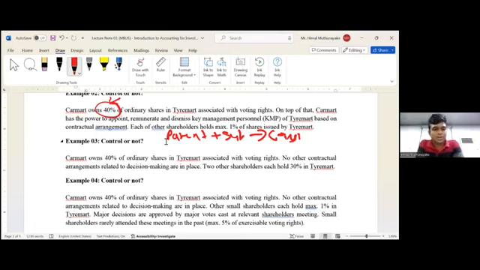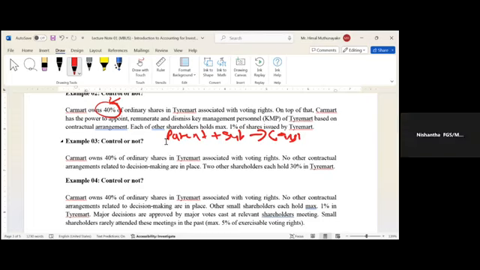Okay. Look at example number three. Carmart owns 40% of the ordinary shares in Tire Mart associated with voting rights. No other contractual agreement related to decision making is in place. Two other shareholders each hold 30% in Tire Mart. Whether you have control or not. Yes? Control or not? No. Yes, Nishant?